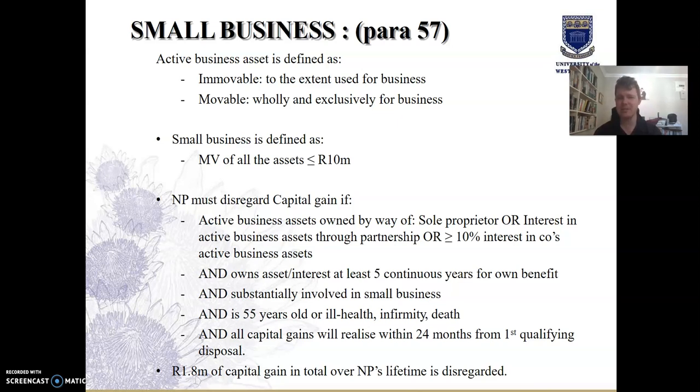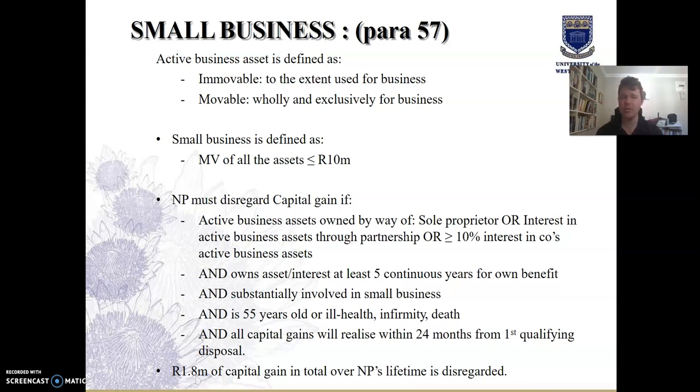Active business assets must be owned by way of a sole proprietorship, or through a partnership, or you must own a larger than 10% interest in a company's active assets. So you either have to be the sole proprietor, a partner, or you have to own at least 10% of that company's assets. You must have owned this interest for at least 5 years.